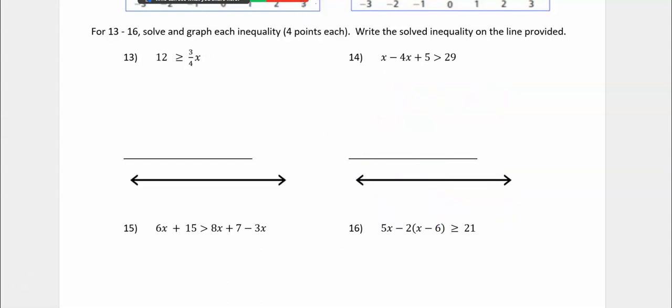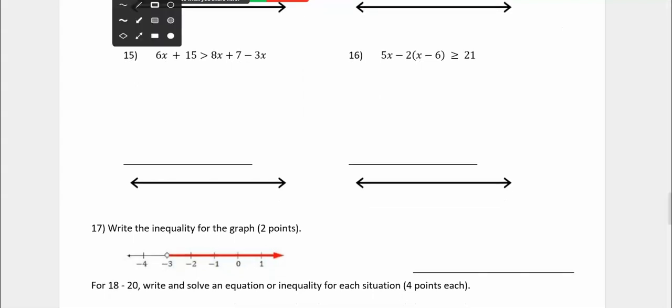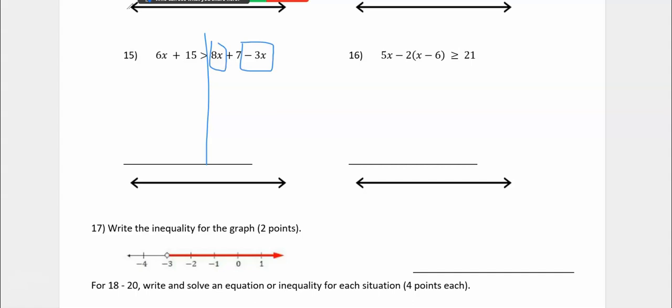Number 15. Start by combining like terms. On the right side, 8 minus 3 is 5x's. And then 6x plus 15.